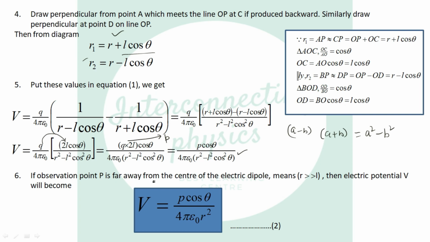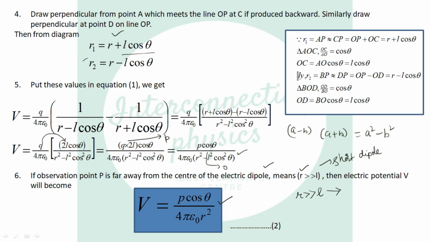But if point P is very far away from the center of the dipole, meaning r is very much greater than l, then l can be neglected. So if we put this quantity as 0, what will we get? p cos theta divided by 4 pi epsilon naught r square. So this is the value of potential at point P, in the case r is very much greater than l. This is the case of a short dipole.